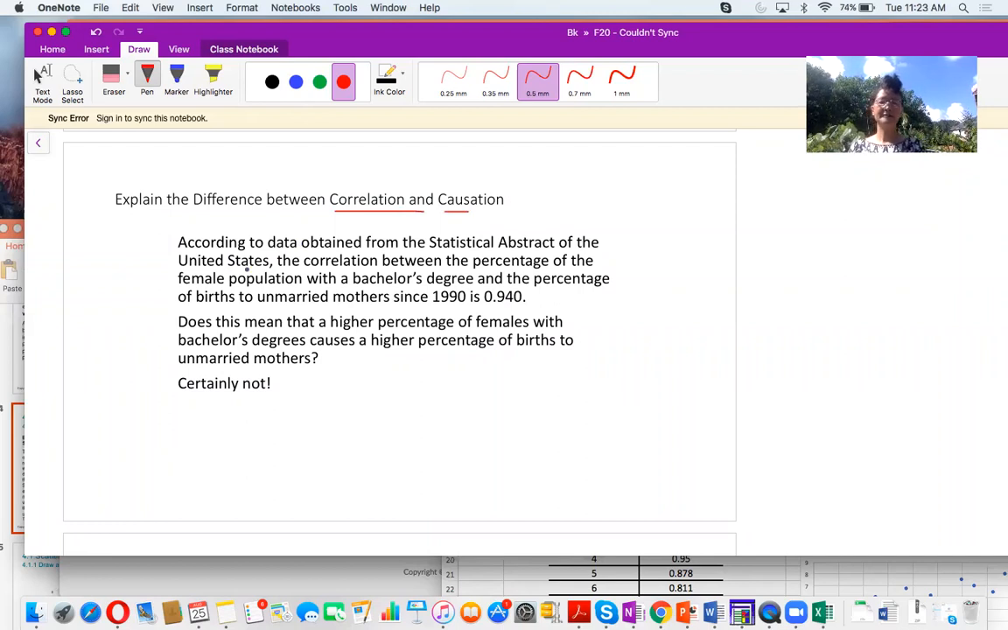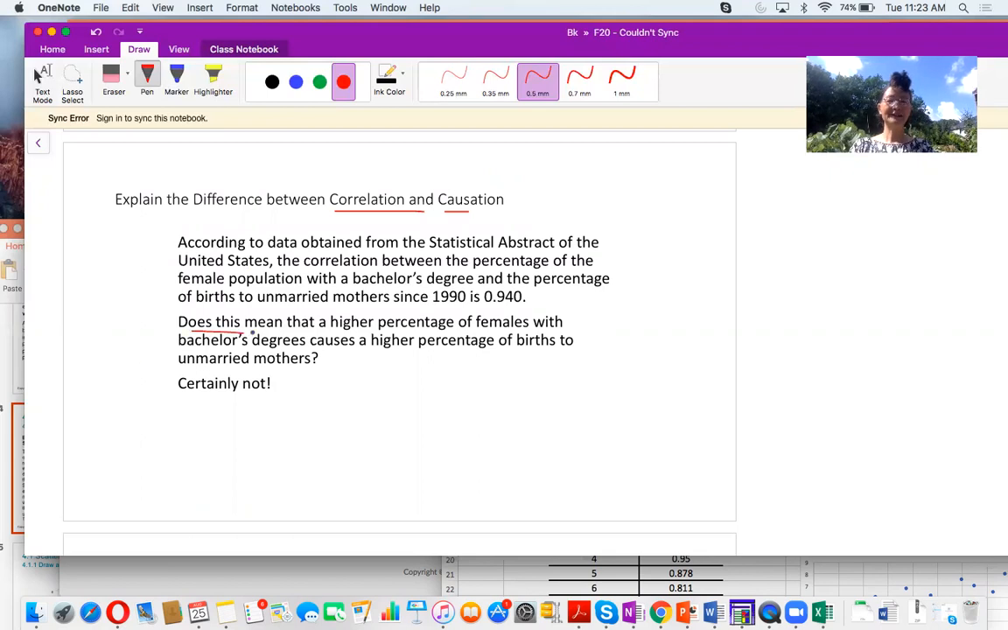According to data obtained from the Statistical Abstract of the United States, the correlation between the percentage of female population with a bachelor degree and the percentage of births to unmarried mothers since 1990 is 0.940. I repeat the data. The correlation between the percentage of female population with a bachelor degree and the percentage of births to unmarried mothers is 0.940. Looks like a very high correlation.